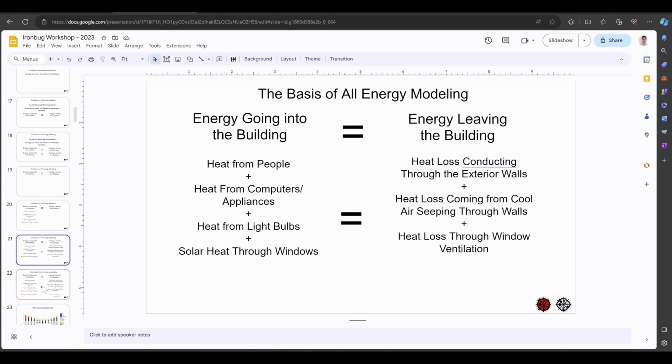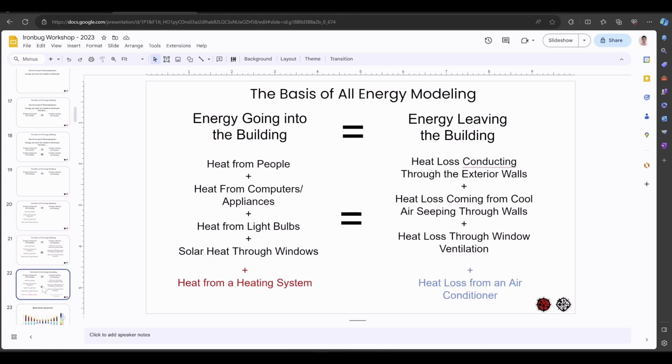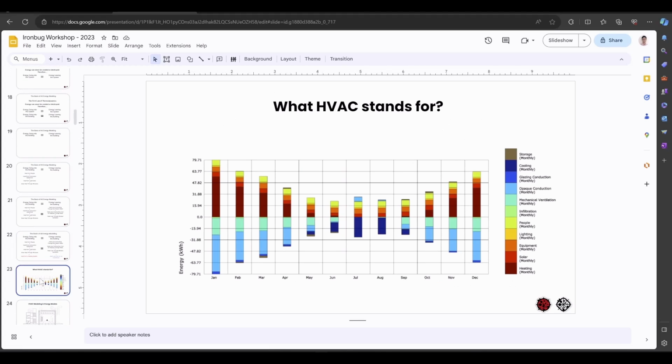Now, if we want to make people inside the space comfortable, we have to keep both sides balanced. But what if it's not balanced? We will have to introduce heat from the heating system, or we have to use the AC to move the heat from the building. This is what this chart means.